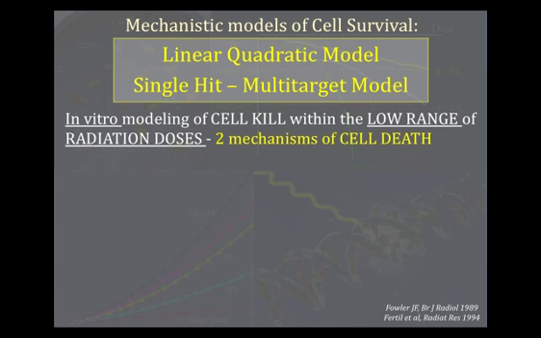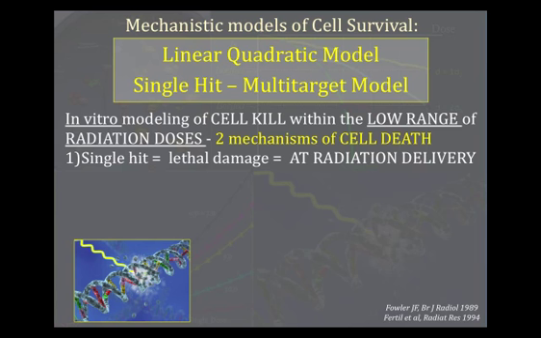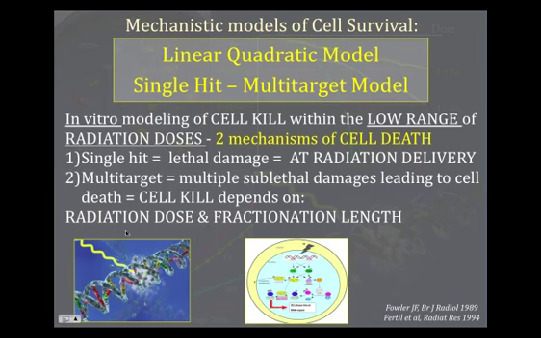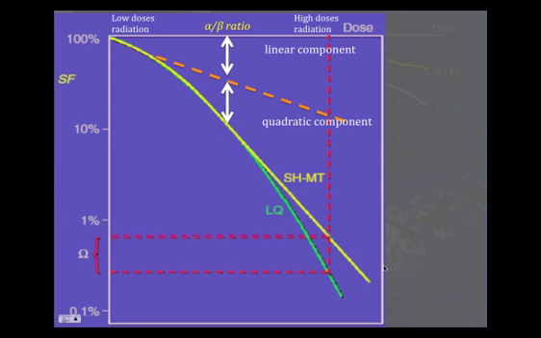And cell survival or cell kill was evaluated by two different mechanisms. First, the single hit, the lethal damage that happens immediately upon radiation delivery. That's what we discussed before. And the multi-target, or multiple sublethal damages that once accumulated will lead to a lethal outcome or cell death. And we are going to see this here. I know it sounds complicated, but basically this green line here is the linear quadratic model. The yellow line is the single hit multi-target model.